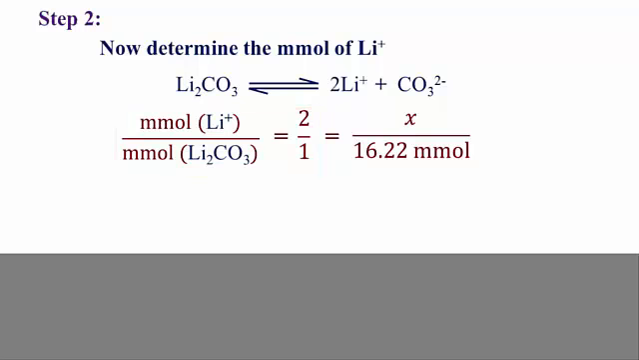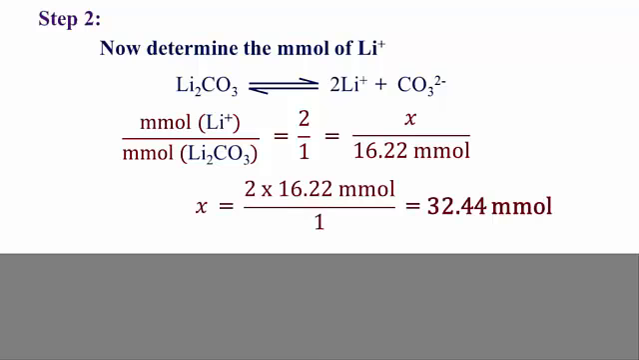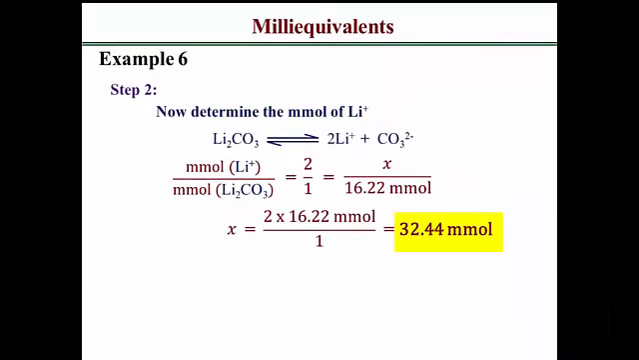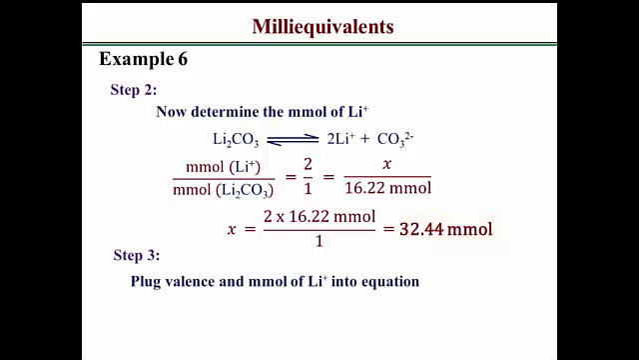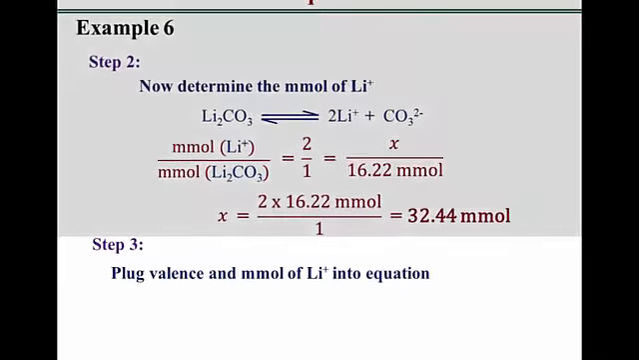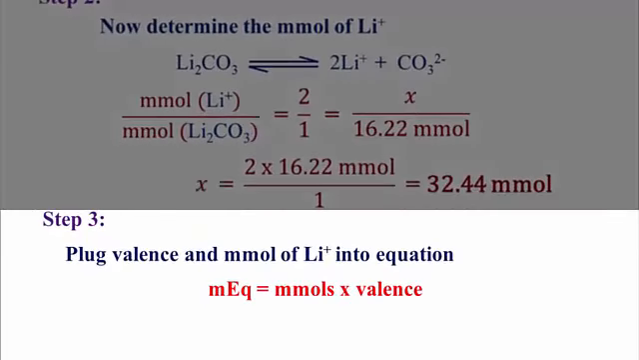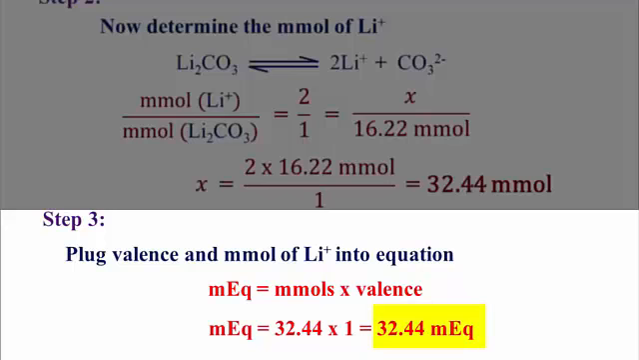And so we already determined the millimoles of lithium carbonate, and so we can determine the millimoles of lithium ion. That will be simply multiplying the 16.22 by 2, and that gives us 32.44 millimoles of the lithium ion. The valence is 1, right? Because the charge of lithium is just 1. So we simply put that into our equation. Milliequivalent equals millimoles times valence. That gives us 32.44 times 1, and then our milliequivalents of the lithium ion is 32.44 milliequivalents. Really, really easy. Okay.